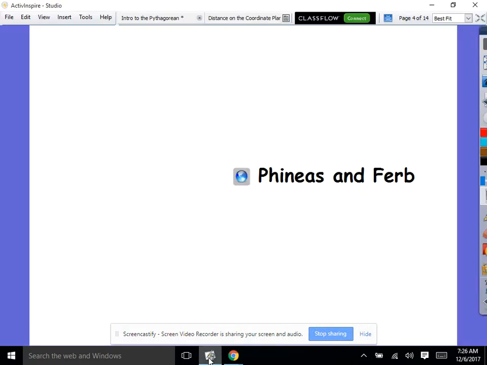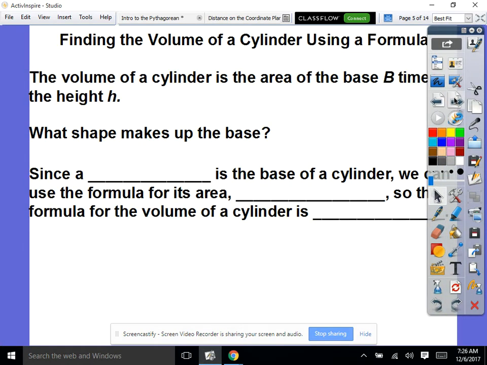All right, so that was just a little intro to volume, a little fun cartoon. So yesterday or today, depending on when you watched it, we looked at volume of cylinders, cones, and spheres using the rice and the models. And we found the volume of a cylinder to be the area of the base times the height. So think about when you used the cylinder, what shape made up that base?